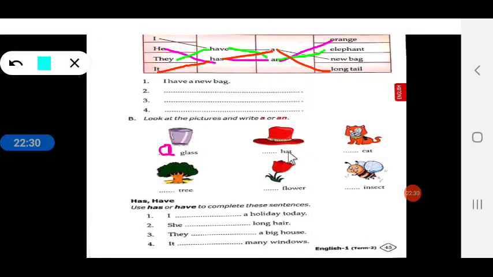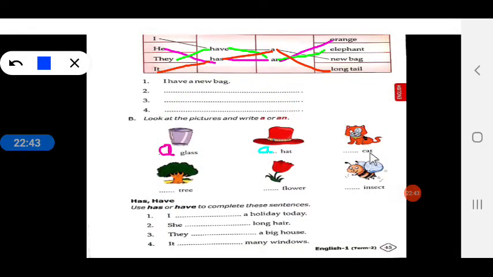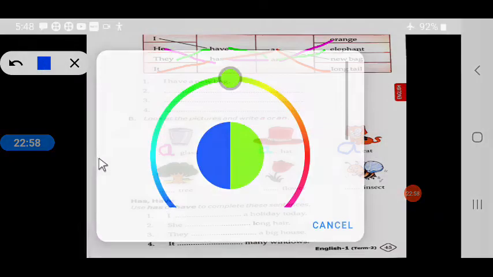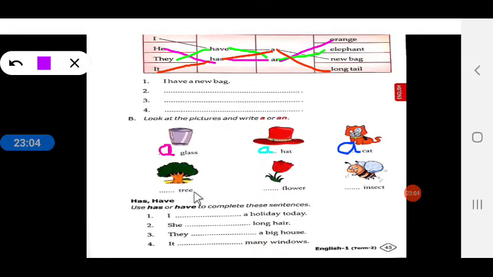Then the second one, dash hat. Yes, a hat. H is a consonant sound. Next, dash cat. C is a consonant sound, so before that we must use a: a cat. It denotes only one cat. Then next, dash tree. Here T is a consonant sound, so we must write a tree.